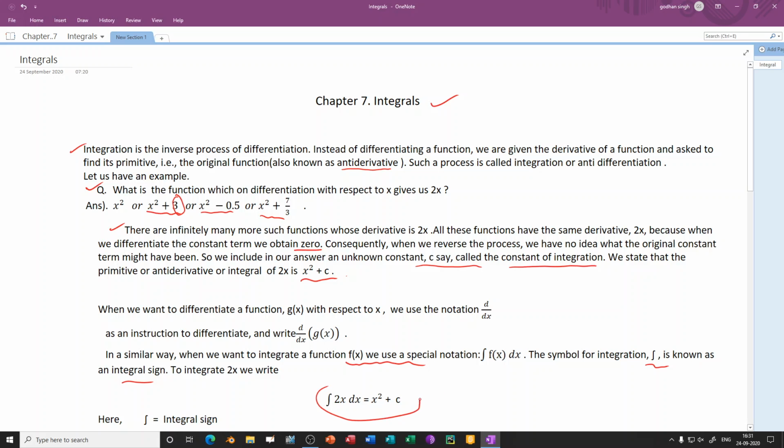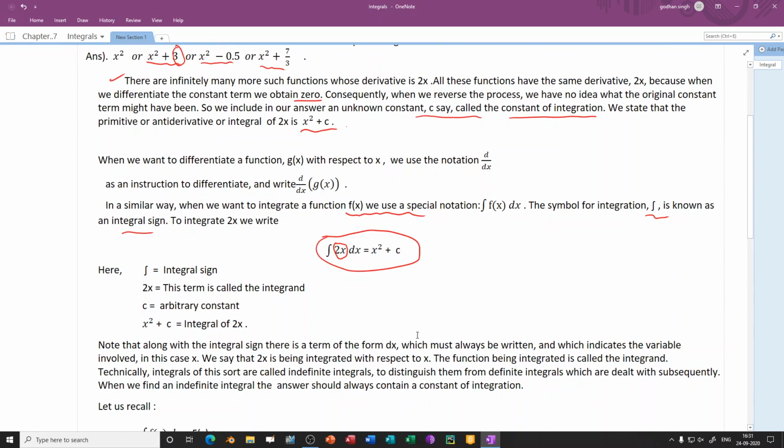So the meaning of this is the same as this question: what is the function which on differentiation with respect to x gives us 2x? If you differentiate x square plus c, what we get is 2x. So this is the symbolic way of representing this question. Both have the same meaning. Now let us go further. This elongated S is known as the integral sign.